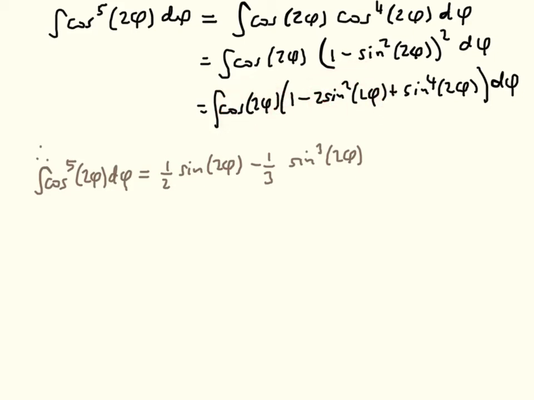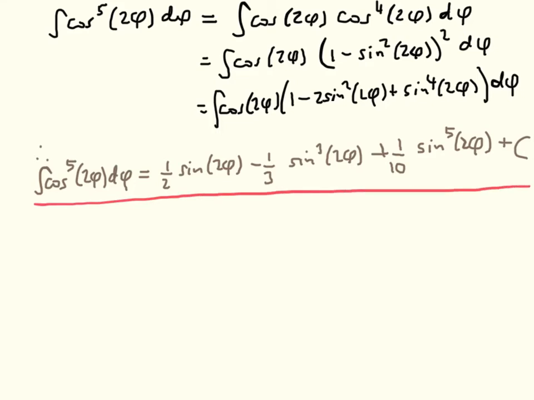And in a very similar way, for the final term, we have plus, and then it's going to be sine to the power of 5 of 2 phi. And if I differentiate that, I will pull out a factor of 5 and a factor of 2 when I differentiate that. So I'm going to get 10. I don't want the 10, so I put 1 over 10. And I know that that is correct now, because if I differentiate it, I obtain what I originally had. So this is our result for this integral.